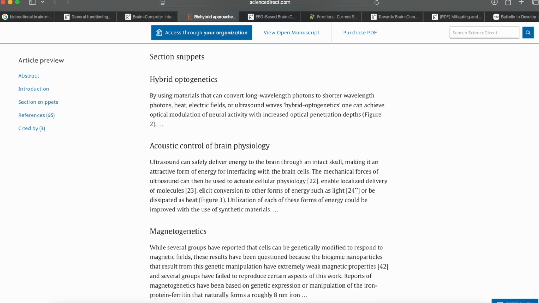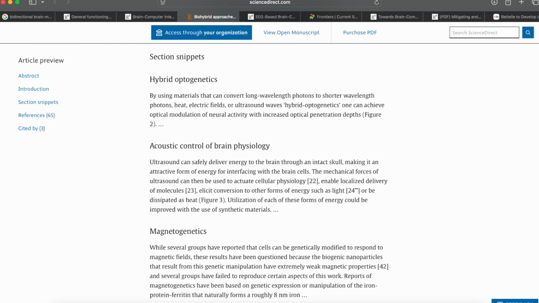Hybrid optogenetics. By using materials that can convert long wavelength photons to shorter wavelength photons, heat, electric fields, or ultrasound waves, hybrid optogenetics, one can achieve optical modulation of neural activity with increased optical penetration depths.